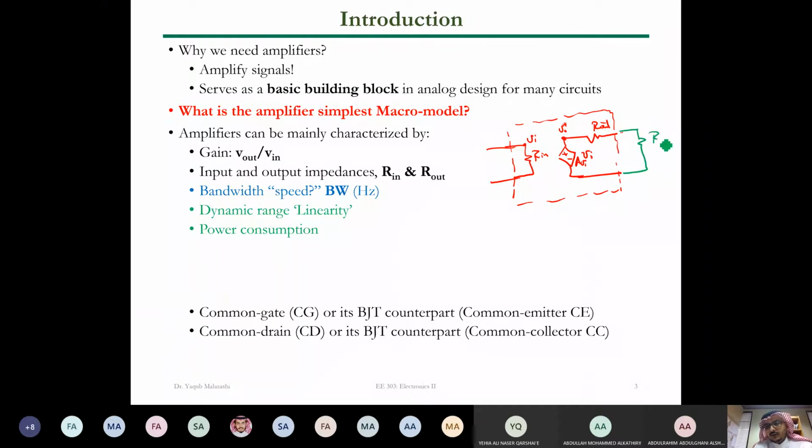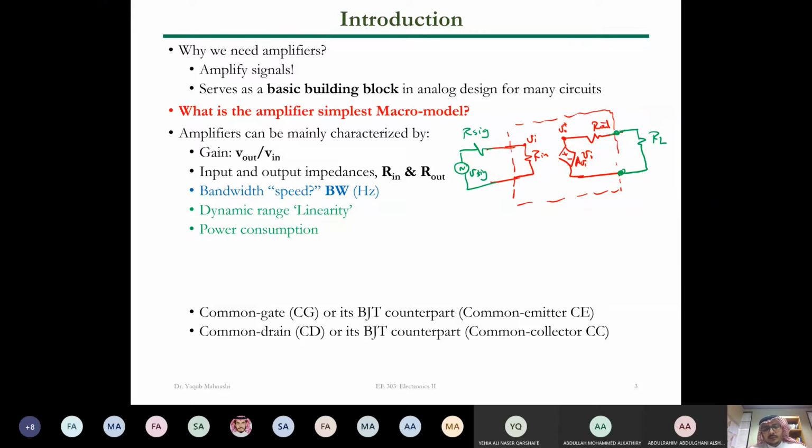The load will be connected here, and it's not part of the amplifier that you are buying or building, but you need to include RL when you design the circuit, because RL will affect your overall voltage. And it is the same case for R signal. The R signal needs to be considered when you design your amplifier.